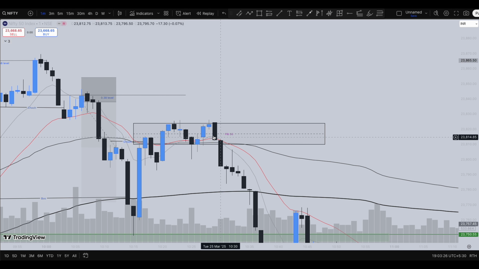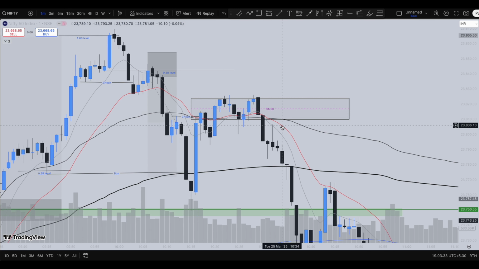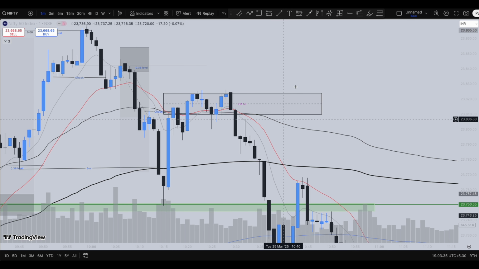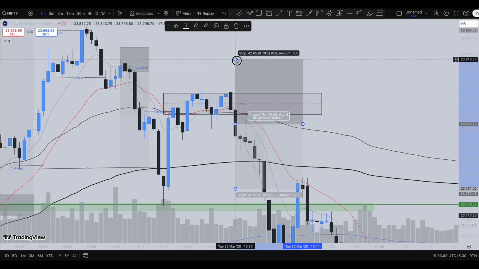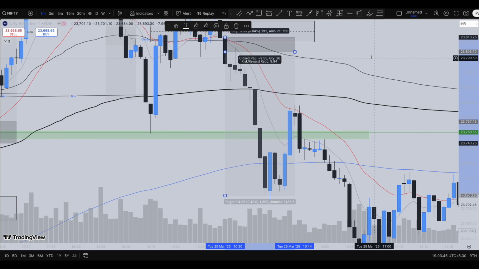But the break of this 21 moving average as well as the 9 moving average towards the downside is where you could have changed your perspective from being bullish to bearish. And you can see this kind of rejection candle from the 9 moving average. Here is where you could have easily entered a short position, keeping your stop loss just below that candle, guys, and you could have traded all the way towards the downside.